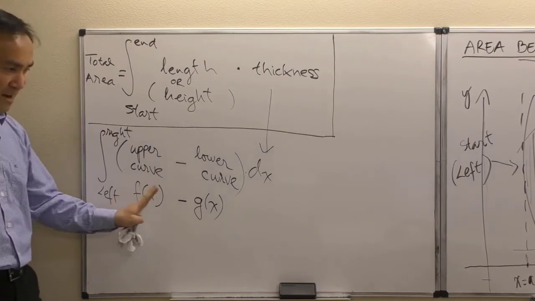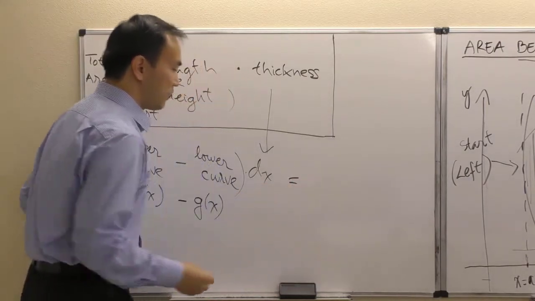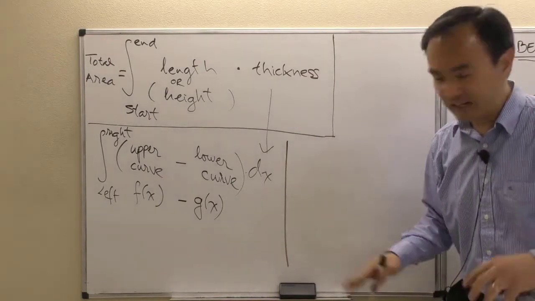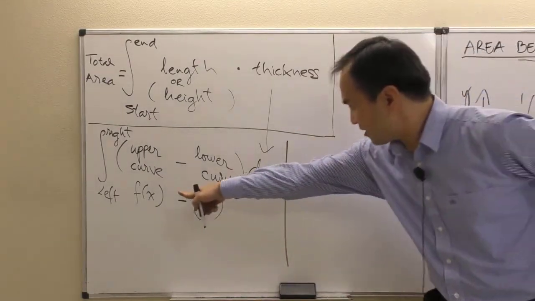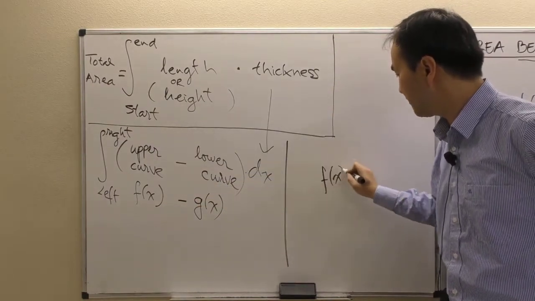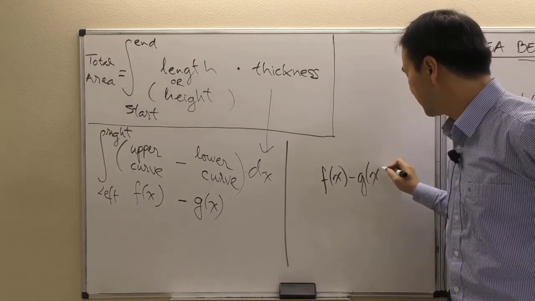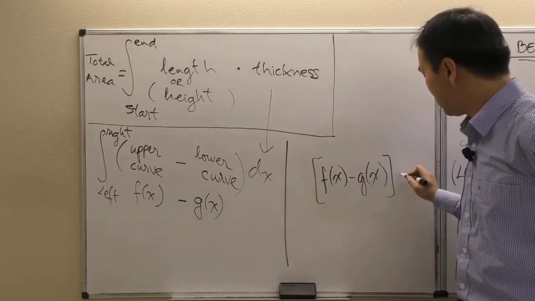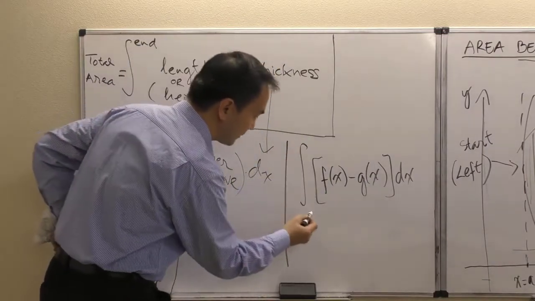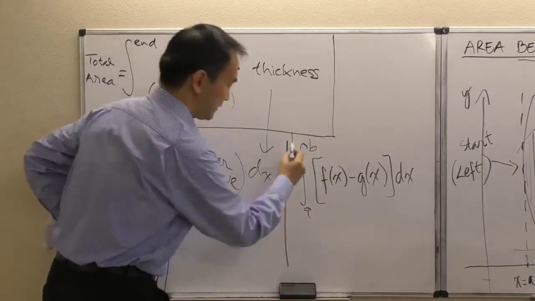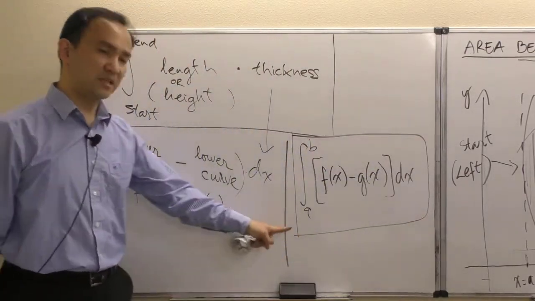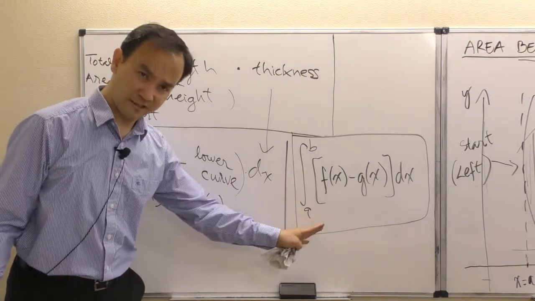And so from that way on, this is the formula that, at the end of the day, in many standard textbooks you're going to see right here. Upper curve is some f of x, lower curve is some g of x. We take the difference, f of x minus g of x, and then we multiply with the thickness dx. And then we're accumulating from a to b. This is the formula that you will see given in all of the standard calculus textbooks.